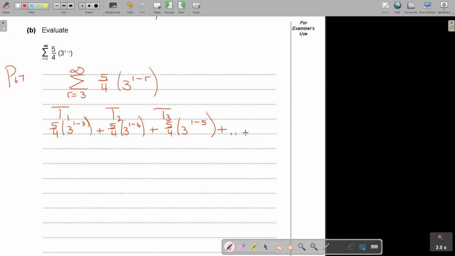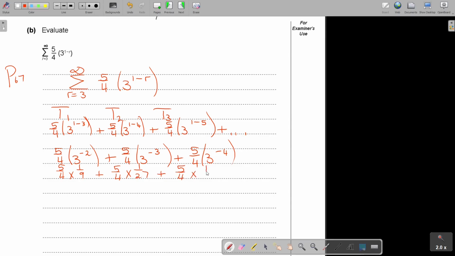1, 2, 3. Okay, so it's 5 over 4, and I'm being a little bit long. I could have simplified this already, but just for the video, I like to be a little bit longer. But you can skip this step. Now, as I said, I'm doing this with fractions, but you can work with your ABC. But this is going to be 5 over 4 times 1 over 9, plus 5 over 4 times 1 over 27, plus 5 over 4 times 1 over 81, plus 1, 2, 3.